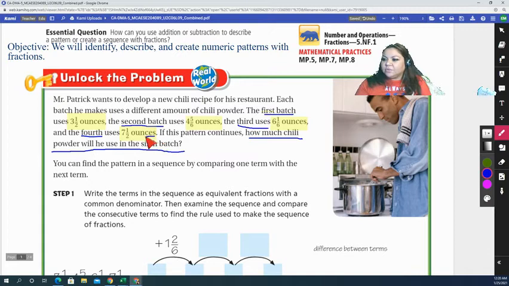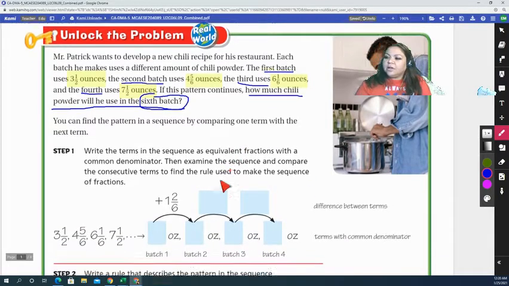Now this is key. We want to know the sixth batch, and he gave us up to the fourth. So we need to find the fifth and sixth to find our answer. We can find the pattern in a sequence by comparing one term with the next term. So when we're looking at patterns, we want to compare our terms to find the pattern.